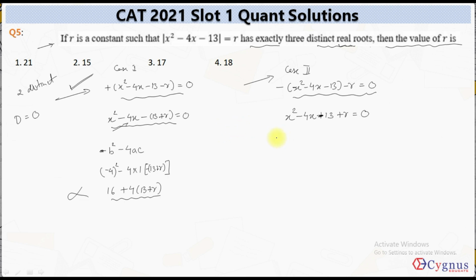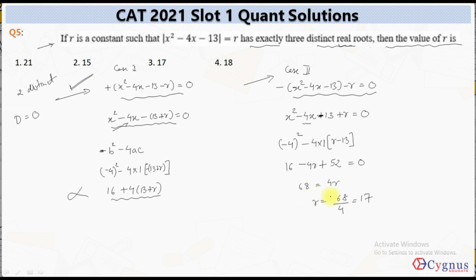Now 2 equal roots, that means discriminant must be equal to 0. What is the value of b again? Minus 4. So I'll put b square minus 4ac. The value of c here is r minus 13. When you solve it, you will get 16 minus 4r plus 13 into 4. What is 13 into 4? 52 is equal to 0. Yes or no? 16 plus 52, 68 is equal to 4r. So what is the value of r? 68 by 4. This gives you 17.